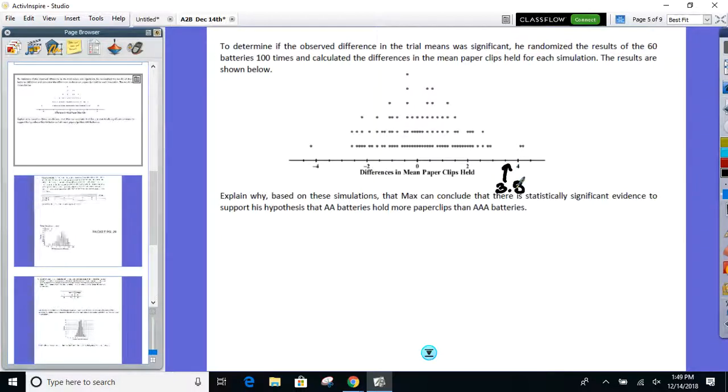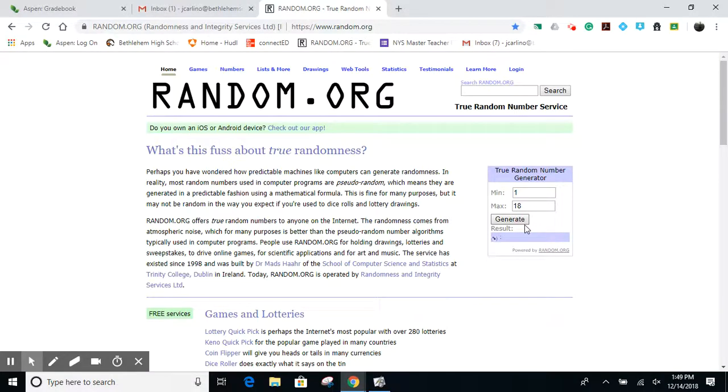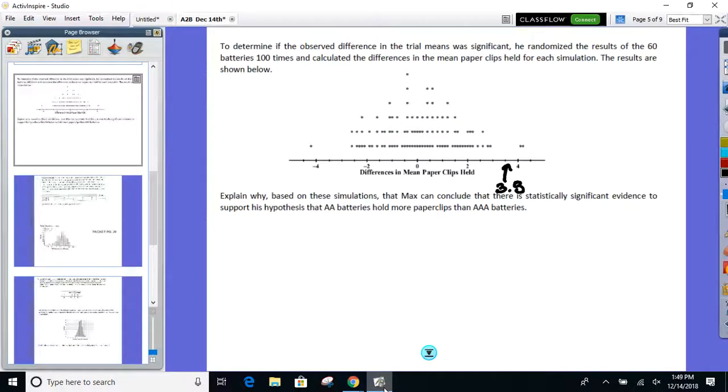I'll do this one with you. How many are at or above 3.8 in this case? 2. Don't count the dots, read the problem. How many times did I do the simulation? 100 times. So 2 out of 100.